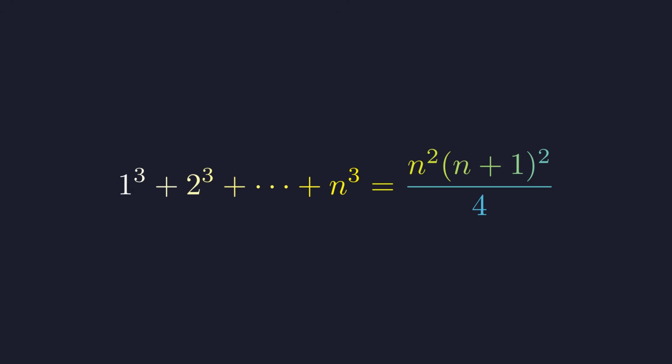Here's the formula for the sum of the first n cubes. It claims this sum equals the square of the nth triangular number. We're tasked with proving this relationship holds for all positive integers. And if you stick around until the end, I'll show you an entirely different and arguably more elegant way to prove this.